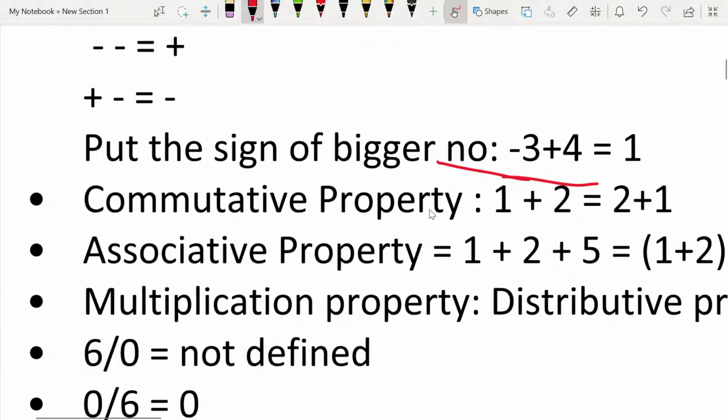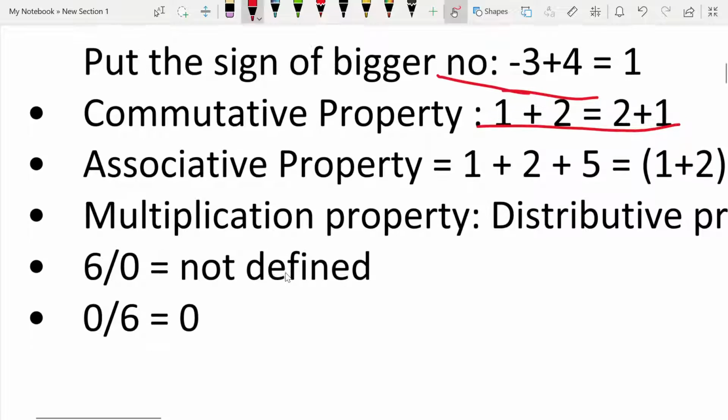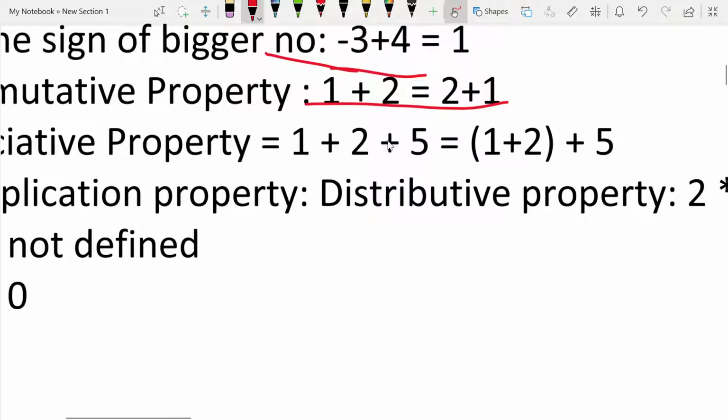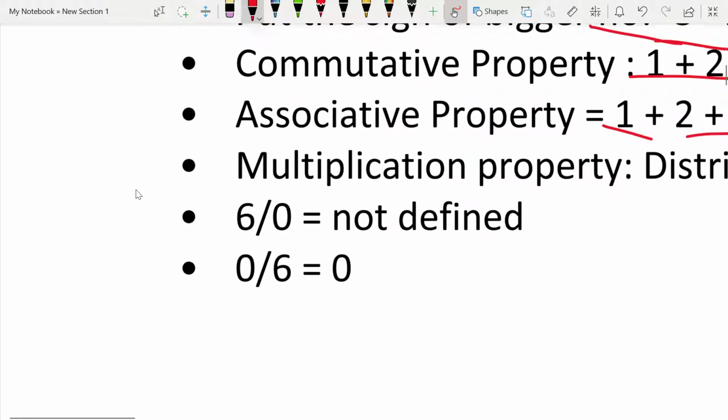Commutative property. Commutative property is if one number plus another number is equal to another number plus that number. So you can reverse the orders really. Associative property is 1 plus 2 plus 5. You can change their order. So you can do 1 plus 2 first, or you can do 2 plus 5 first, or you can do 1 plus 5 first. So that's our property right there.